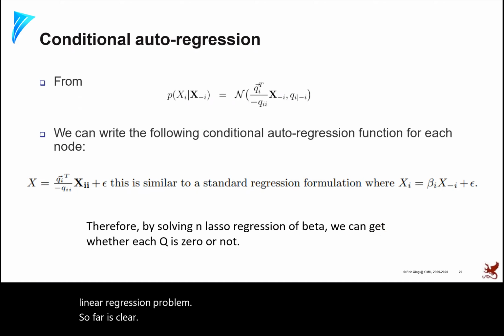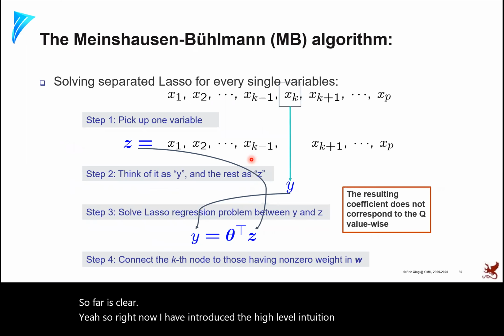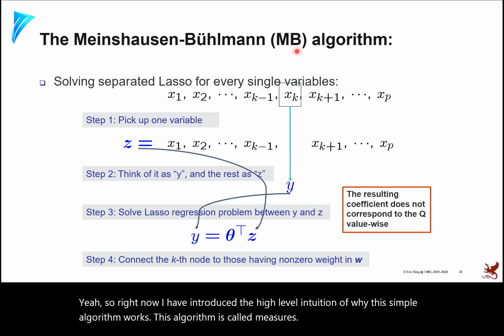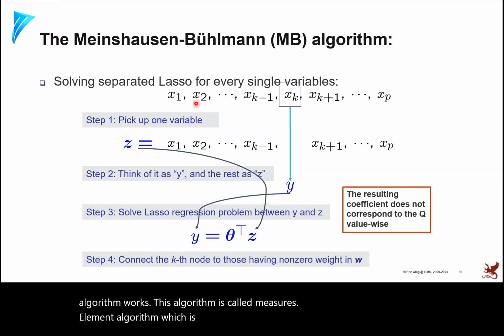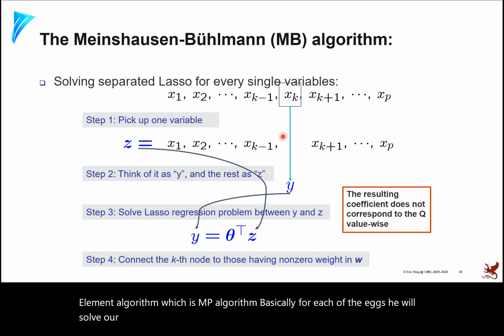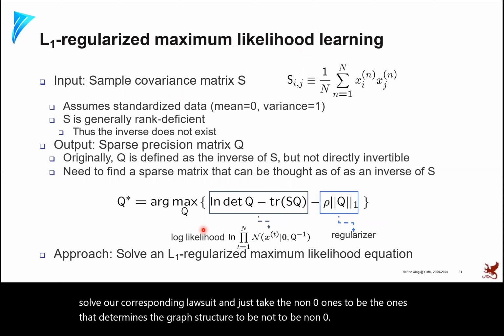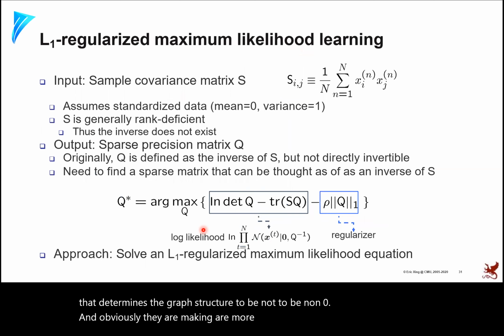Yeah, so right now I have introduced the high-level intuition of why this simple algorithm works. This algorithm is called the Meinshausen-Bühlmann algorithm, which is the MB algorithm. The basic idea is that for each of the x, it will solve a corresponding lasso and just take the non-zero ones to be the ones that determine the graph structure to be non-zero.